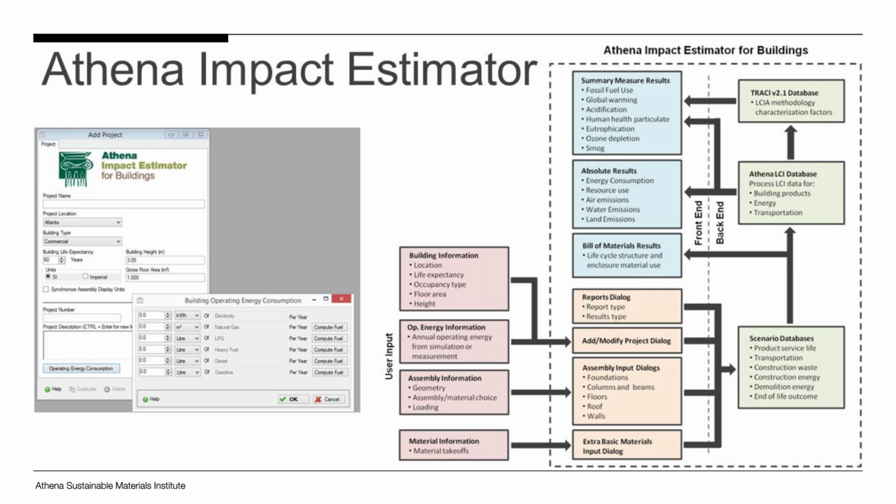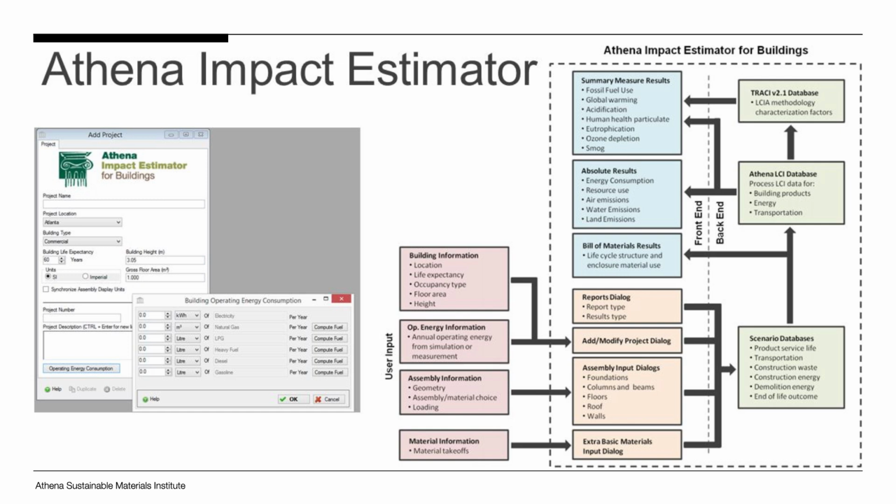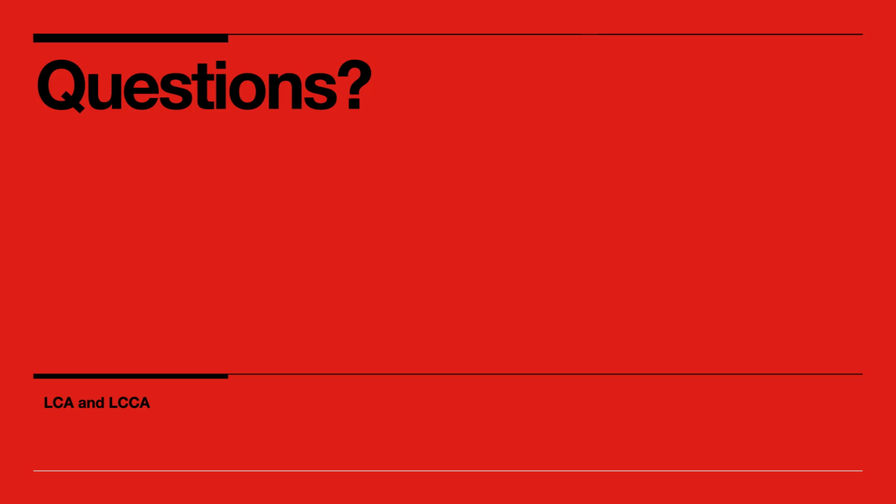And this is separate from something like, here's another list. Here's a list of other tools like Tally, which is a plugin for Revit. Very, very beneficial to have it as a plugin. But Athena Impact Estimator is separate, but allows you to input your units and your materials and get these impacts.